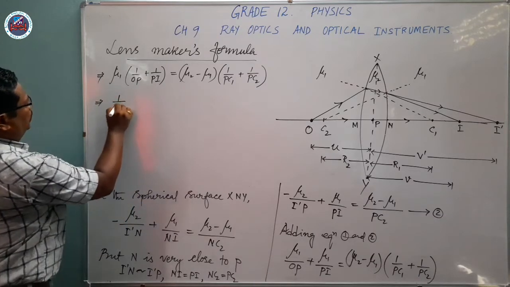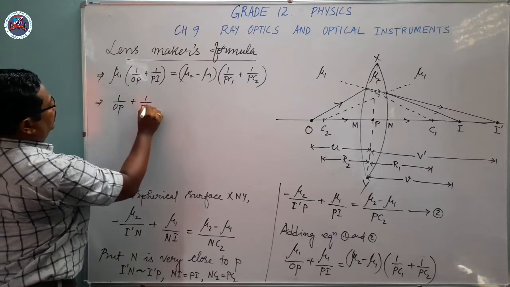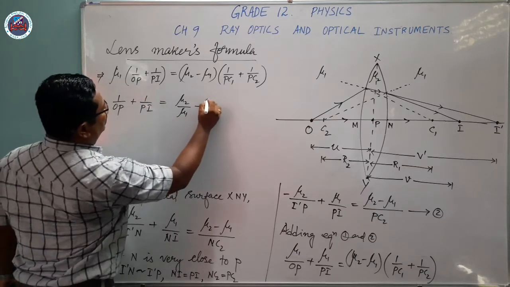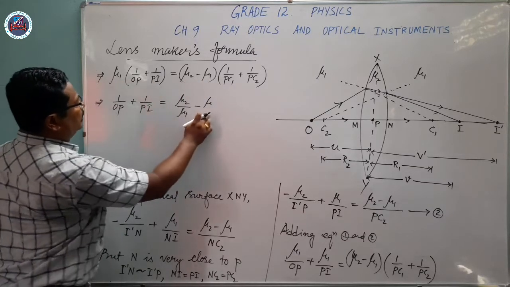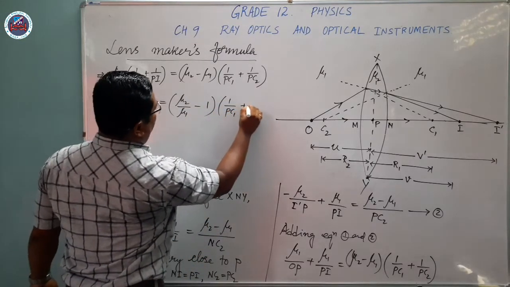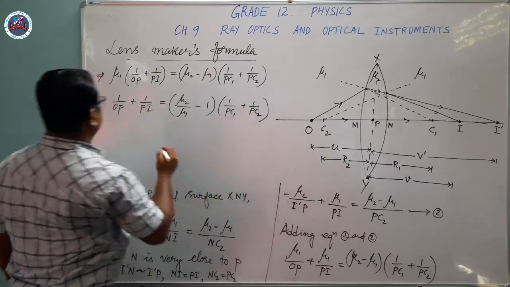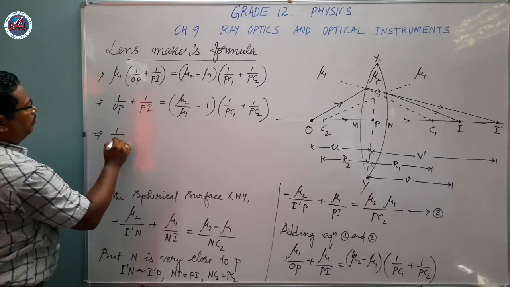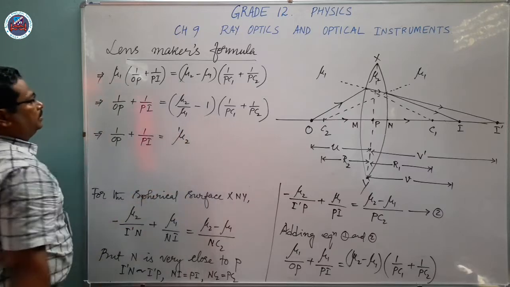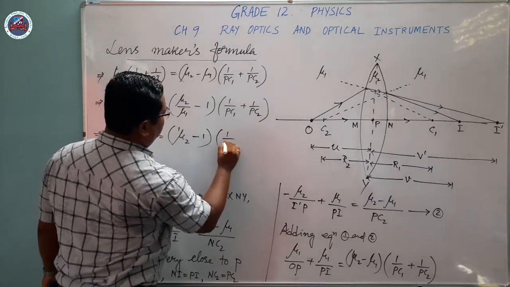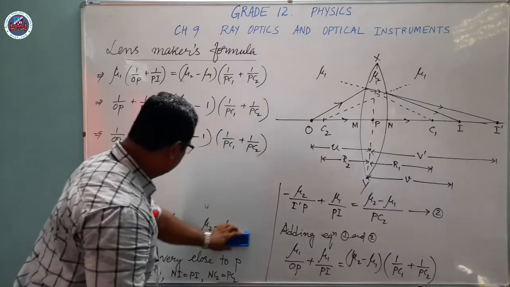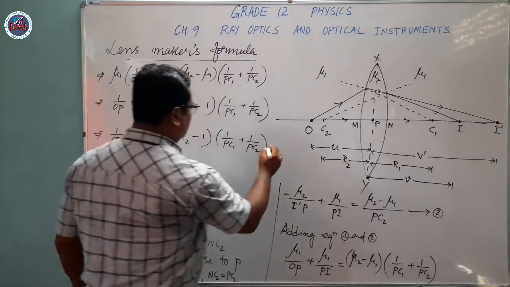you will have 1 by OP plus 1 by PI equal to mu2 by mu1 bringing down, minus here mu1 by mu1 will give you 1, into 1 by PC1 plus 1 by PC2. And this one we can write it as 1 by OP plus 1 by PI is equal to refractive index of second medium with respect to first, into 1 by PC1 plus 1 by PC2. Now after this we'll use sign convention. Let us mark this as equation number 3.